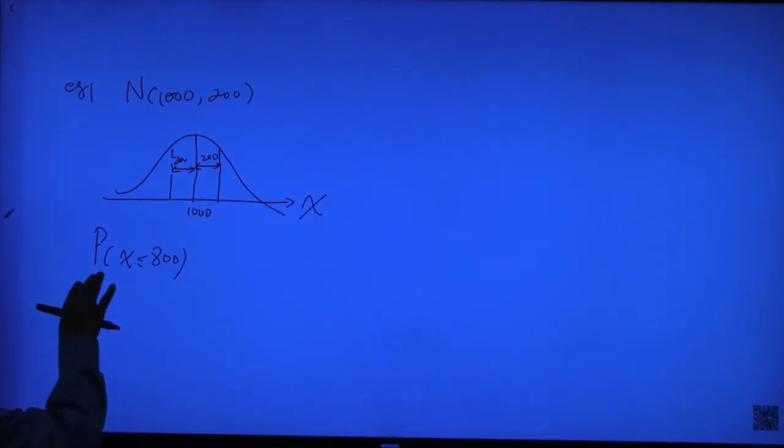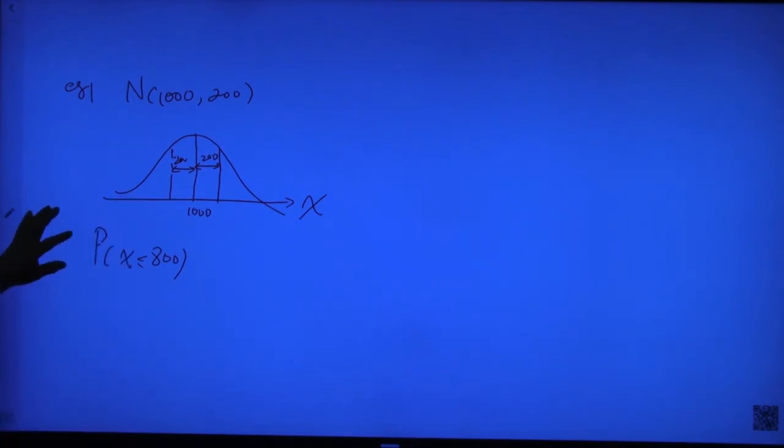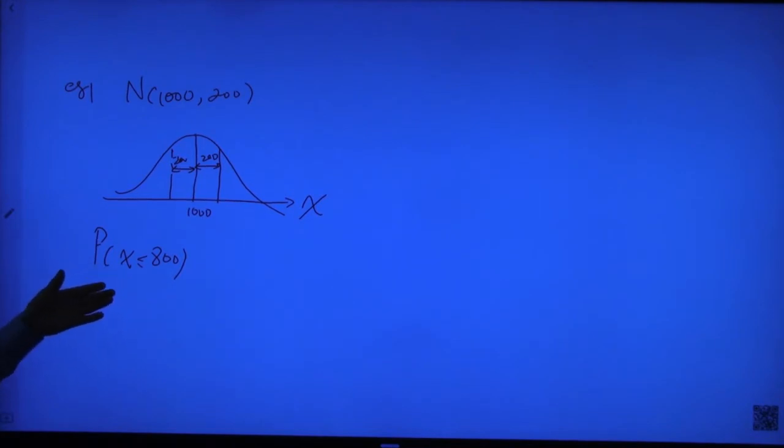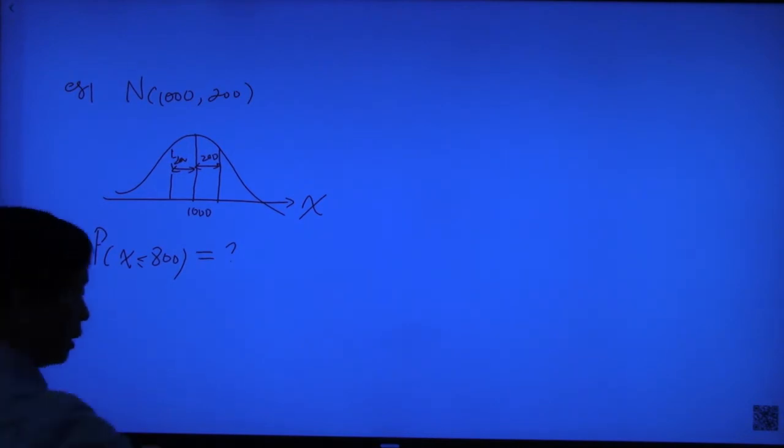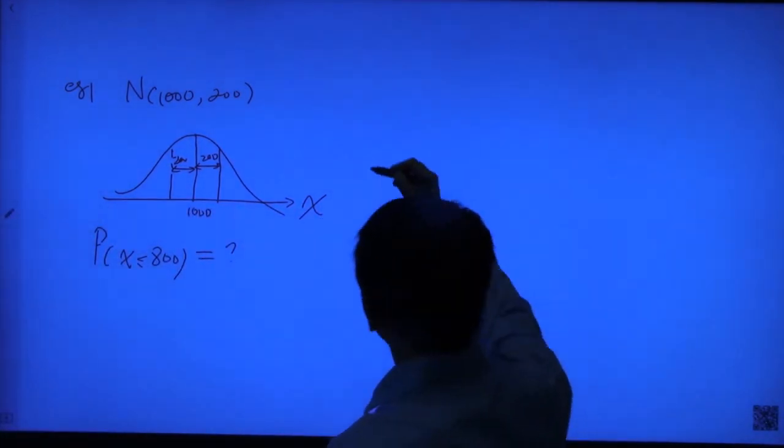What I want in this example is to know the probability, or the proportion, that a data point is less than or equal to 800. That is our question. Solution.